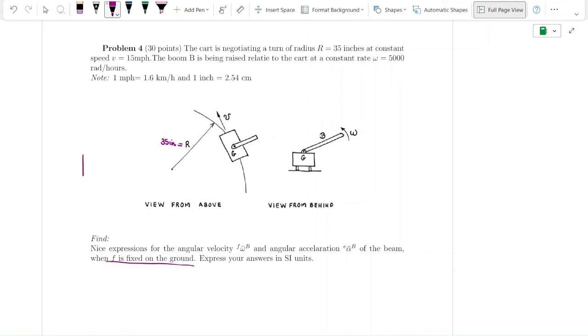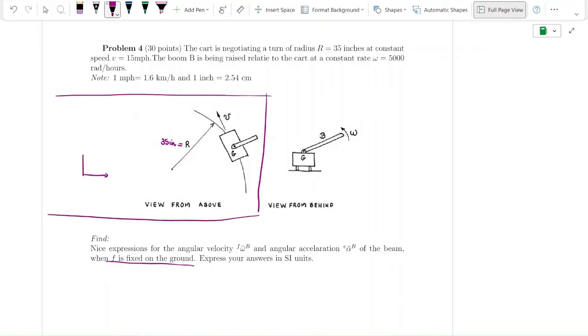So let's first draw F. I'm going to draw the F frame in terms of the view from above also. So this can be the F1 hat direction, F2 hat, F3 hat comes out of the page. And then the first thing I'm going to do is delete these two just for cleanliness. So the first frame I'm going to create is the frame for the cart. I'm going to draw a frame called the A frame, where the A1 hat vector points towards the cart and is rotating with the cart. And the A2 hat vector is, of course, orthogonal to it, so perpendicular. And the A3 hat vector comes out of the page in the view from above.